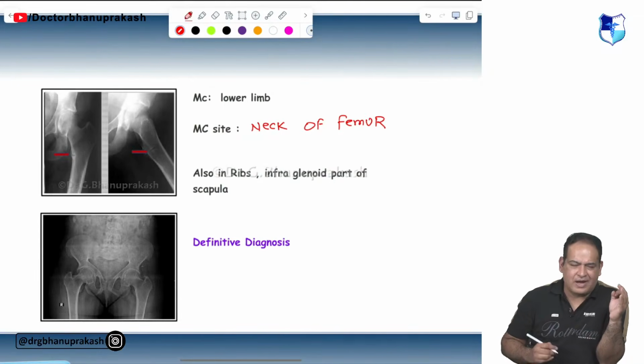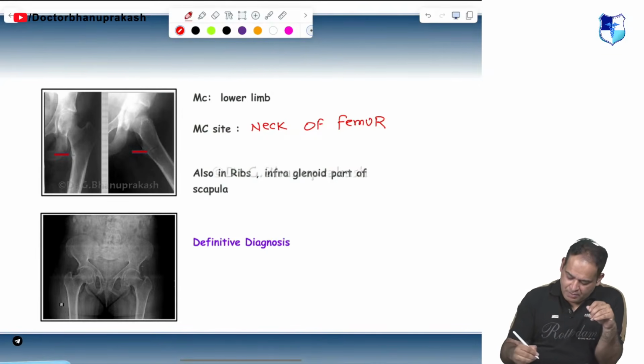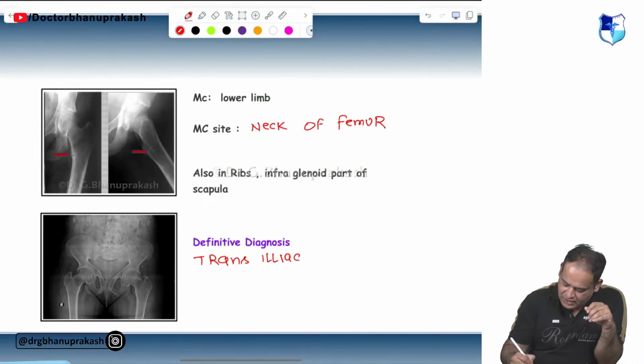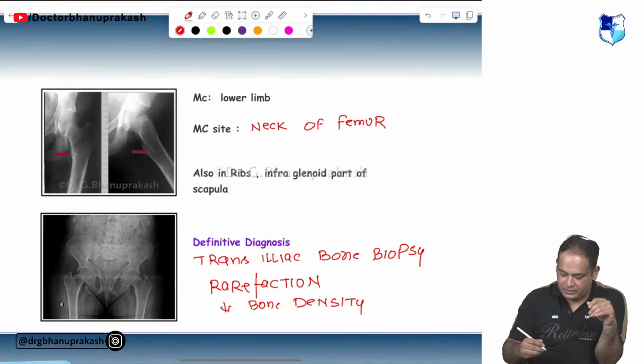Yes, they are not considered a hallmark. They are seen in other diseases also. But what is the definitive diagnosis? Definitive diagnosis is trans-iliac bone biopsy. What will it show? Rarefaction. That means decreased bone density.